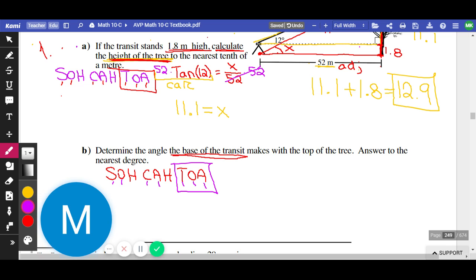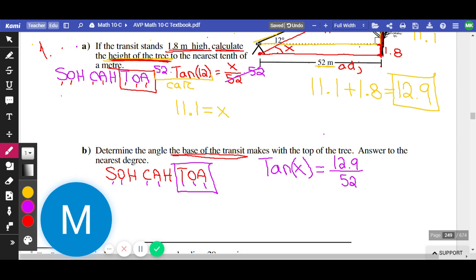That means I'm going to go tan of my angle. I don't know my angle, so I put X equals opposite, which is 12.9, the height of the tree, divided by the adjacent sides, which is along the ground. That's 52. That's how your ratio should set up. Okay, the number right beside tangent is what you're looking for. That's the angle.